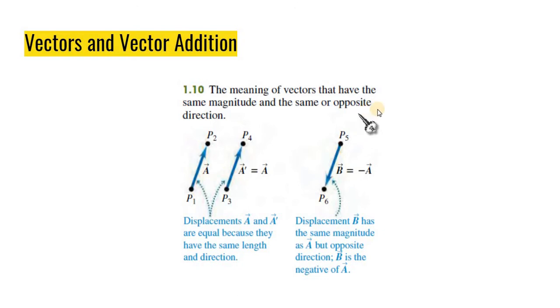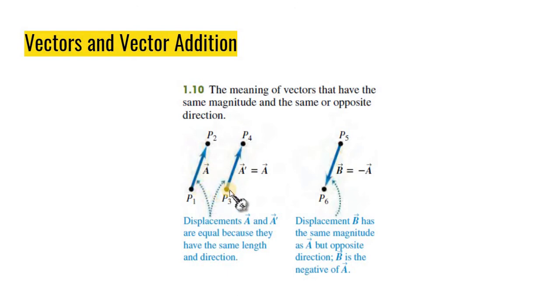Next, the meaning of vectors that have the same magnitude and the same or opposite direction. Vectors have magnitude and direction. Let's look at this point. Point P1 moves to point P2. So it has a displacement of A.